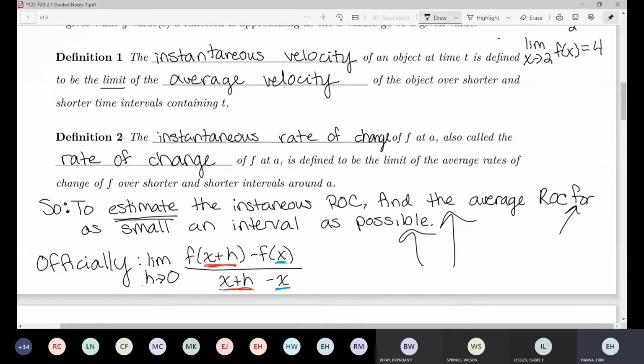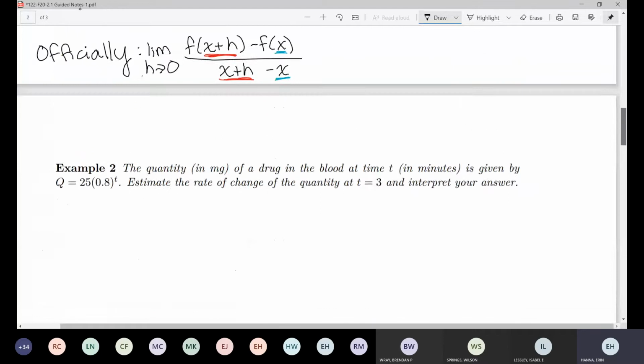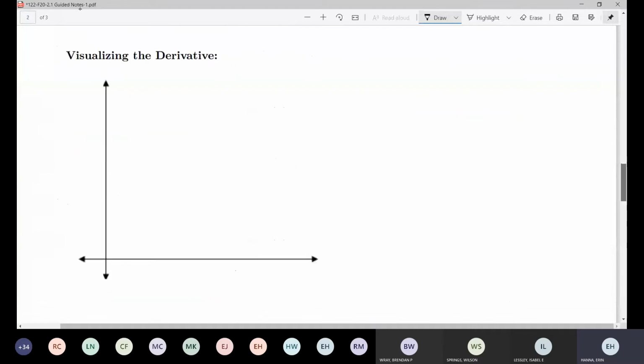as small of an interval as possible. This kind of idea is how we're going to be calculating it. So I want to draw a picture really quick, and then we'll look at some examples of how we're actually going to calculate these.